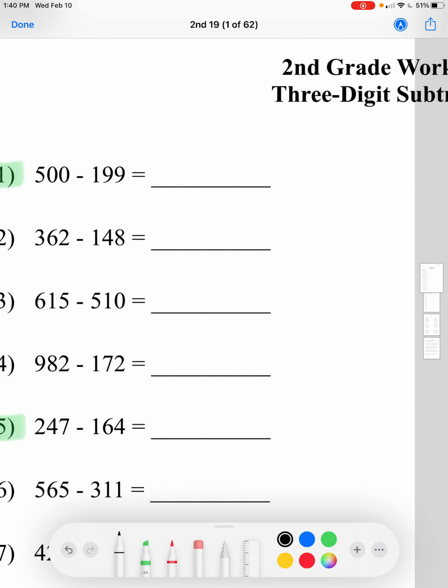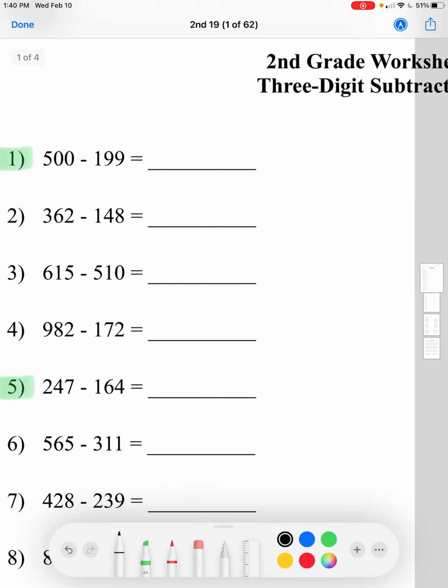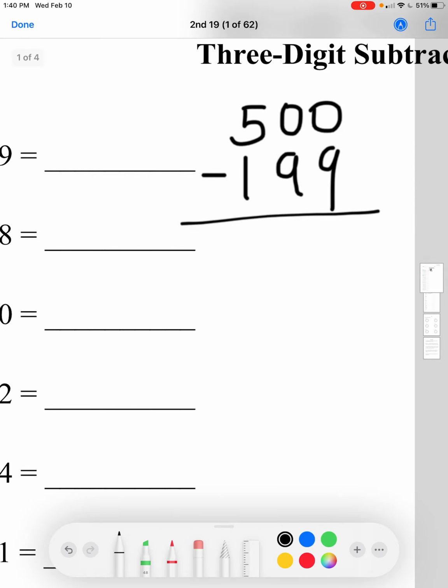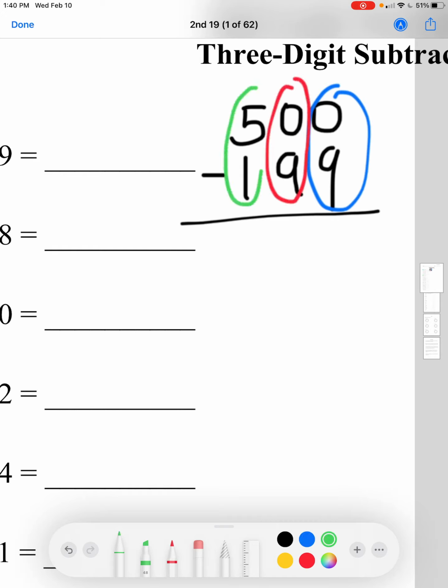So like always, let's rewrite the question so we can stack it vertically, because we can see and we can align the different place values in each number. So let's look at our ones place right now. We have the ones, the tens, and the hundreds place. So let's look at the ones.